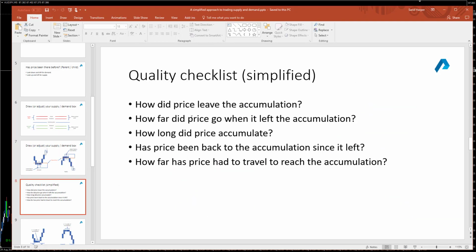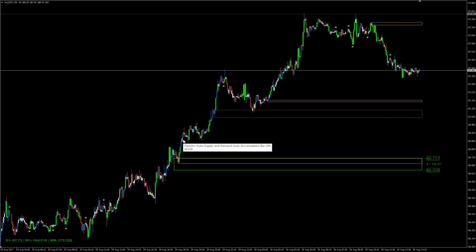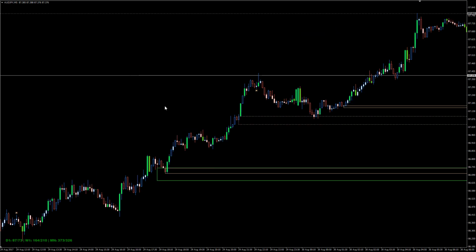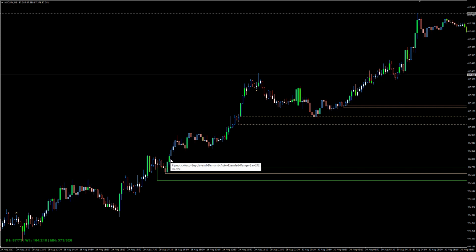So we've marked off our area, and then you now have to look at the quality checklist for the area of accumulation. First of all, how did price leave the area? If you look here, it left pretty well. We had 2 green candles, and another couple of candles, one of which was accumulation, but the wicks aren't terribly big. On the bottom edge of these bars, we have small wick, no wick, small wick, no wick, and so there's a lot of interest in buying and not a lot of interest in selling. I like that quite a lot here.